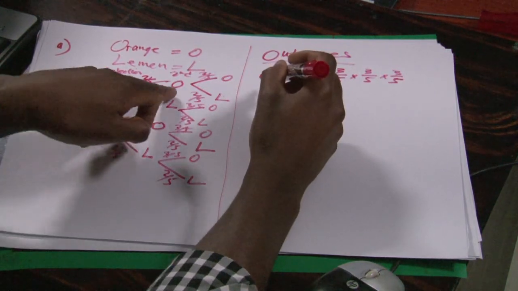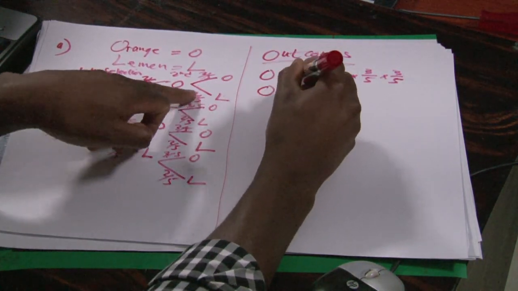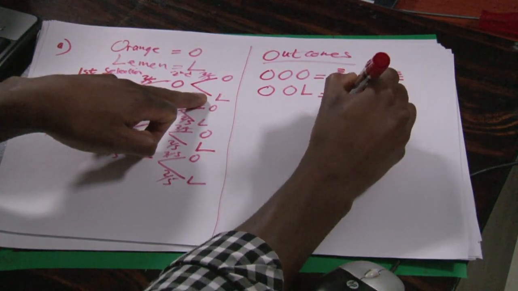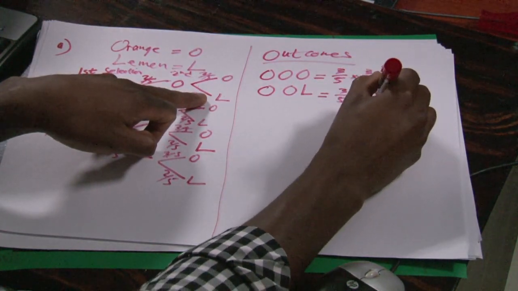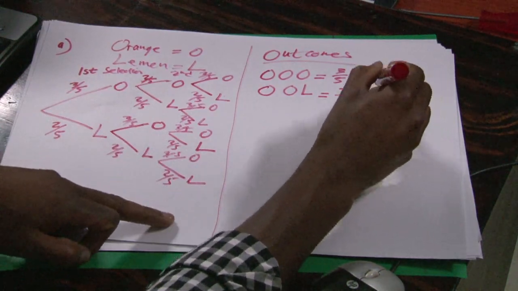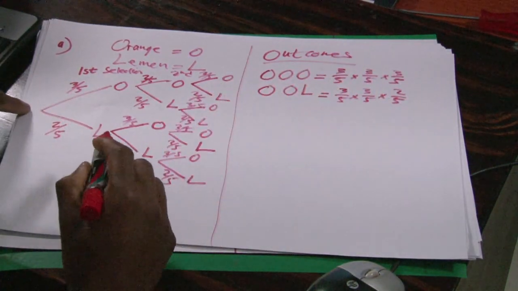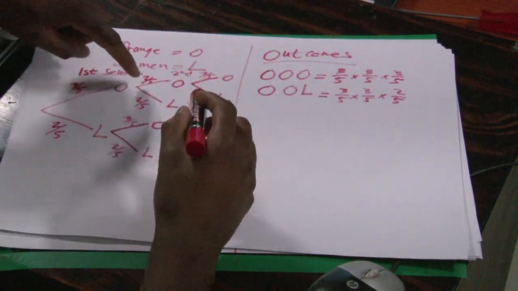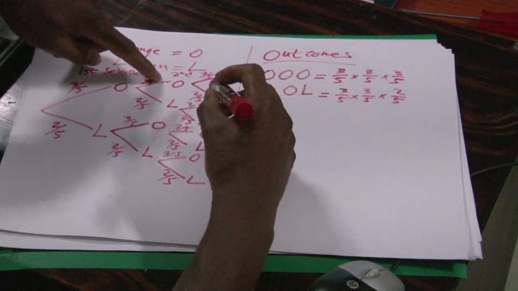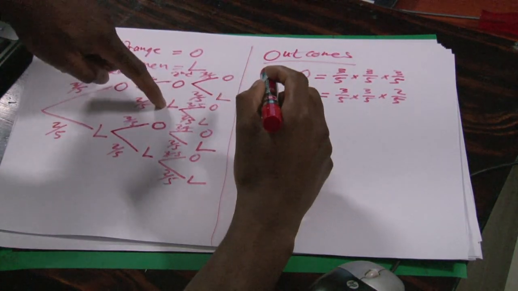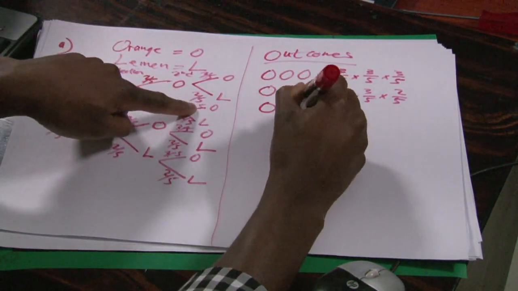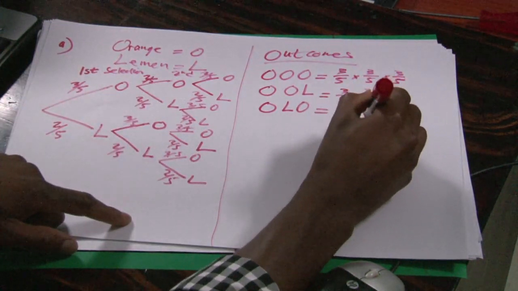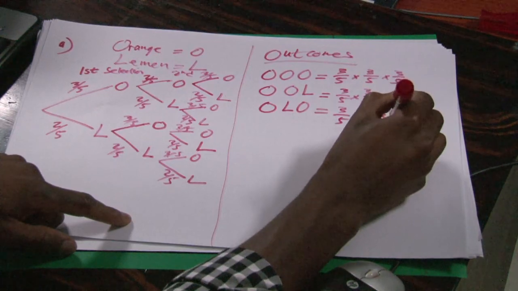Then the second one will be orange, orange, lemon. What's the probability of that? 3 out of 5, 3 out of 5, then 2 out of 5. Come to the next one. Okay, I skipped that one, but still fine. Orange, lemon, orange. It's 3 out of 5 times 2 out of 5 times 3 out of 5.